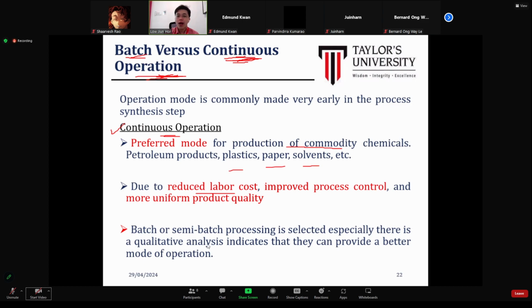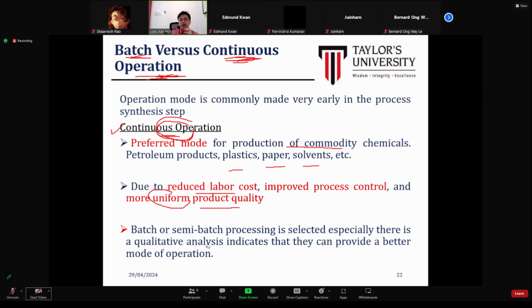Why? Because the manpower you need is reduced if you use continuous operation, since the process keeps running all the time. Besides that, the process control is also better for continuous operation compared with batch operation. And also, if we use continuous operation, the quality of the product that we produce will normally be more uniform.